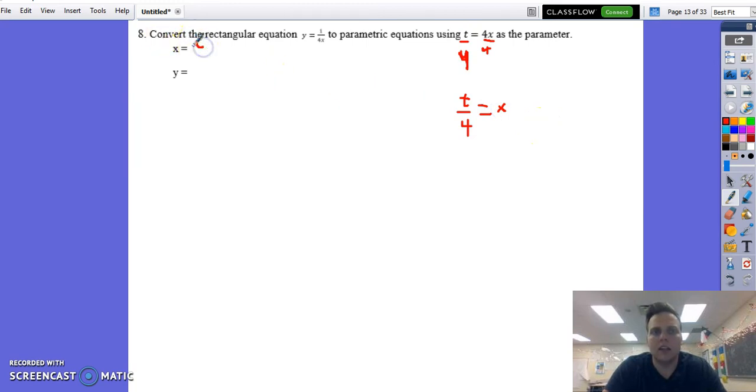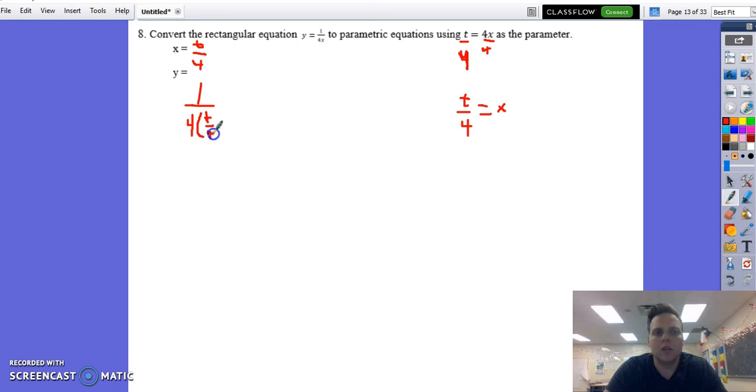So t over 4. Now, we have an equation for y. Y is equal to 1 over 4x. But I don't want y and x together anymore. I want y and t together. Well, I can replace x with t over 4. So I can say y equals 1 over 4. And instead of x, I'm now going to put t over 4.